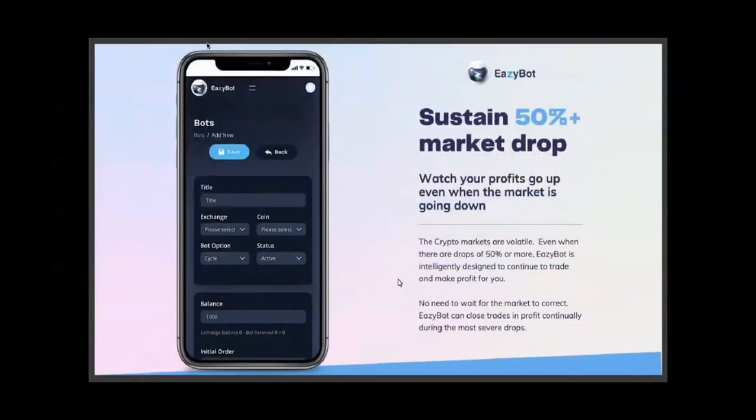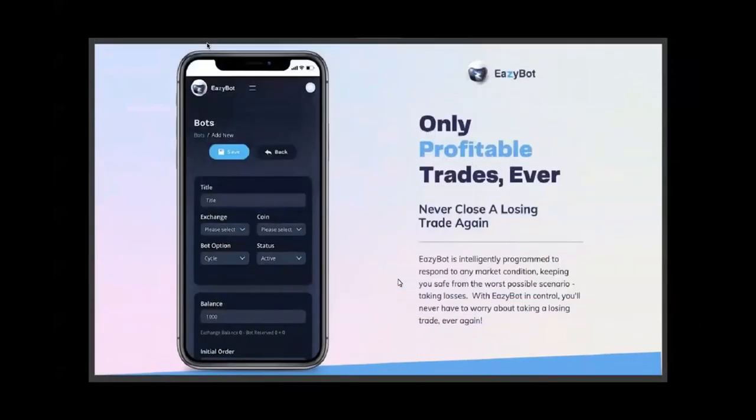Now, beyond that, what we've been able to see and experience for ourselves that makes us really, really excited about EazyBot is this point right here, its ability to sustain a 50% or more drop in the market. You literally can watch profits being created for you even when the market is going down. I'm sure we all know that crypto markets are volatile. Even when there are drops of 50% or more, EazyBot is intelligently designed to continue to trade and make profit for you. No need to wait for the market to correct. EazyBot is designed to close trades in profit continually during even the most severe drops.